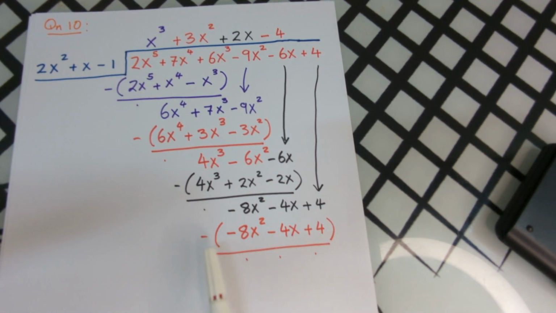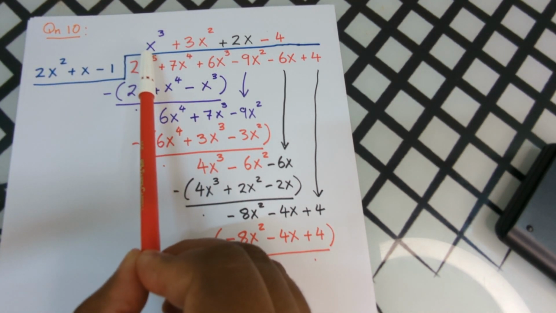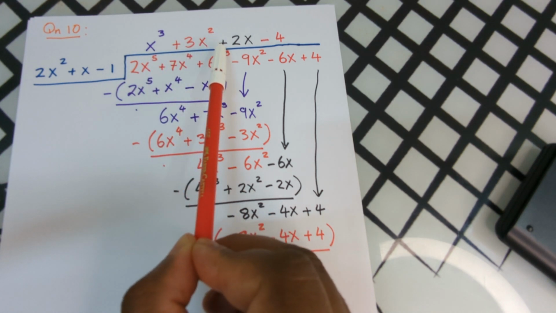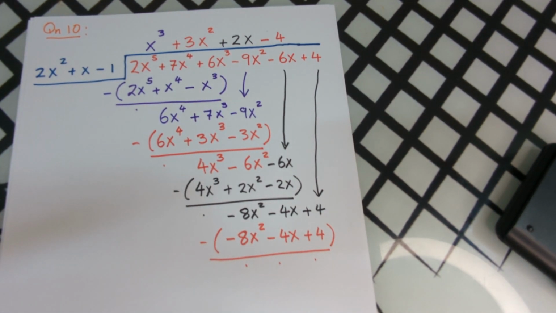And we subtract. Negative 8x squared minus negative 8x squared will give us 0. Minus 4x minus negative 4x will give us another 0. And 4 minus 4 will give us another 0. So we don't have a remainder. This is our final answer. So the final answer, which is our quotient, is x to the 3 plus 3x to the 2 plus 2x minus 4. That's it for question number 10.